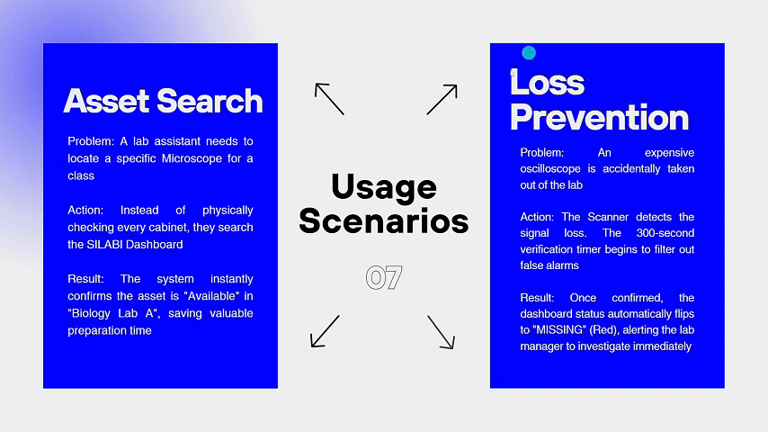And it can also be used for loss prevention. For example, an expensive oscilloscope is accidentally taken out of the lab. The scanner would then detect the signal loss and wait for 5 minutes to filter out false alarms. Once it is past 5 minutes, it would flag the oscilloscope in the database as missing.